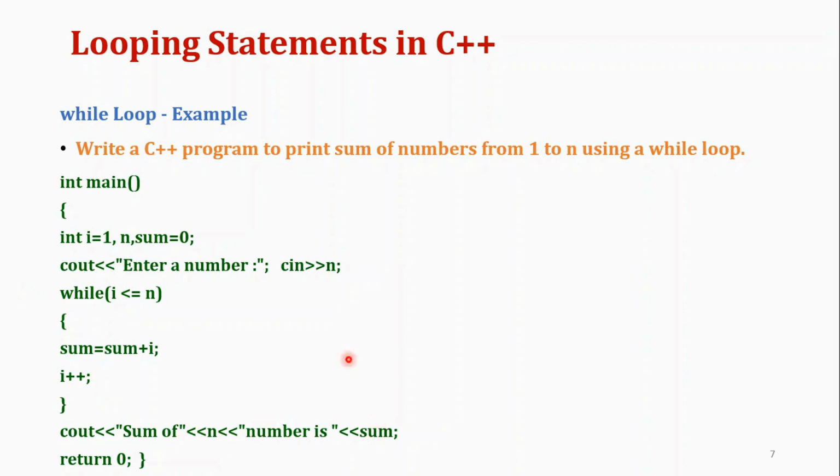So initialization happens here, n is the upper limit, sum is initialized to 0, and I read the value from the terminal. Then I put the initial condition. As long as the condition is true, only then are these two statements executed. As long as i is less than or equal to n, I keep on adding sum equal to sum plus i, so the old sum is added with i, and i will be incremented. Okay, so this is the simple while loop.